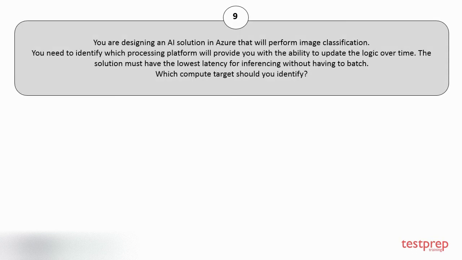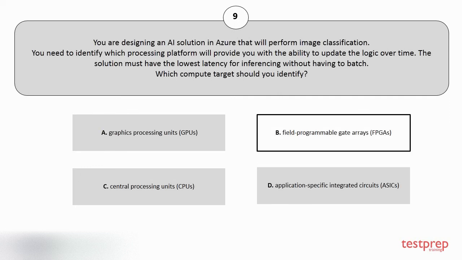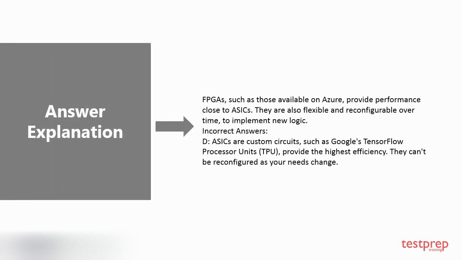Question number 9. You are designing an AI solution in Azure that will perform image classification. You need to identify which processing platform will provide you with the ability to update the logic over time. The solution must have the lowest latency for inferencing without having to batch. Which compute target should you identify? Your options are A. Graphics Processing Units, B. Field Programmable Gate Arrays, C. Central Processing Units, D. Application-Specific Integrated Circuits. The correct answer is option B. You can refer to the following for the explanation of the answer.